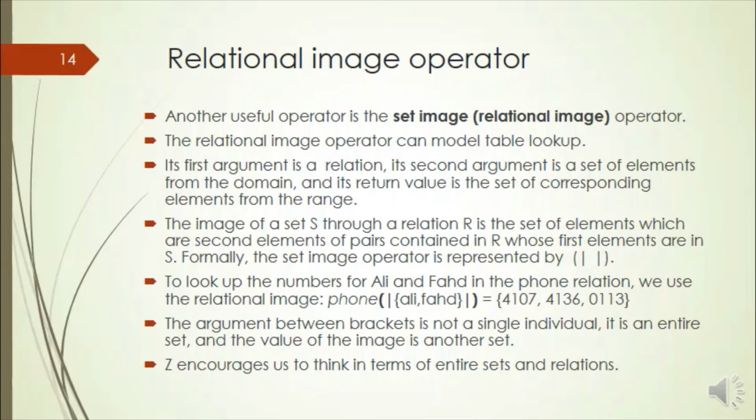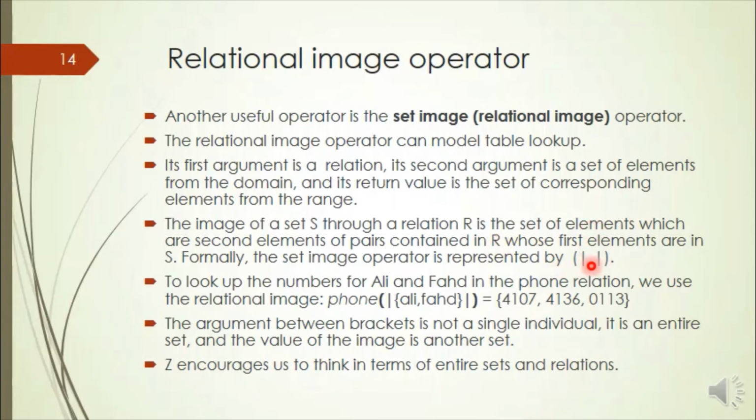The image of a set S through a relation R is a set of elements which are second elements of pairs contained in R whose first elements are in S. Formally, the relational image operator is represented by a bracket, in this format.